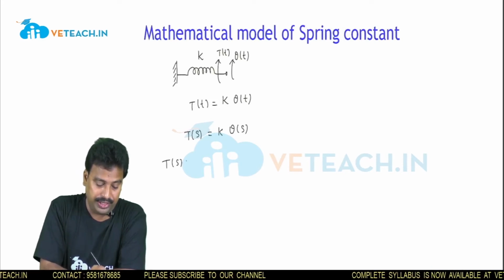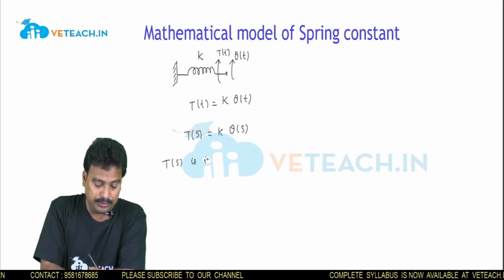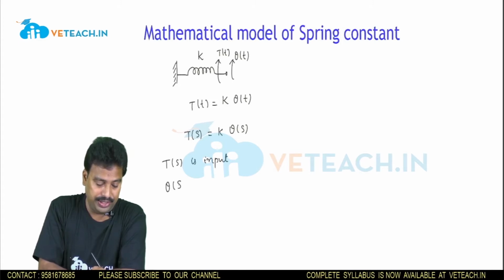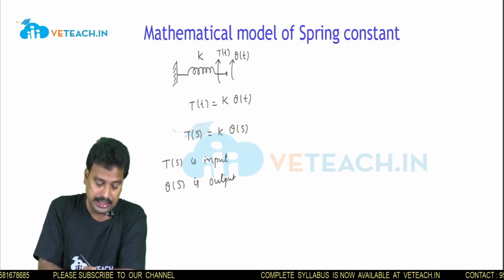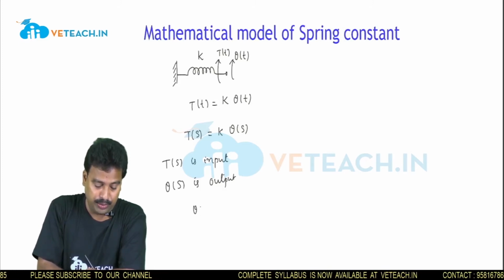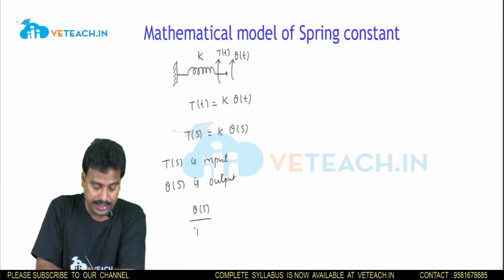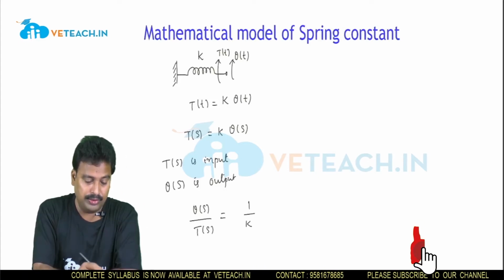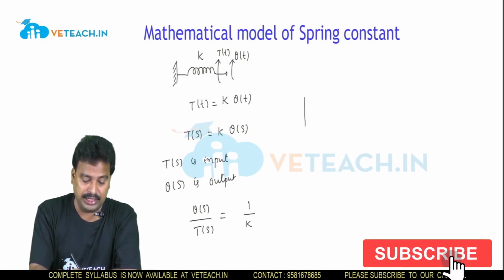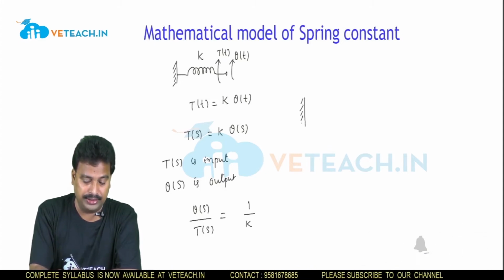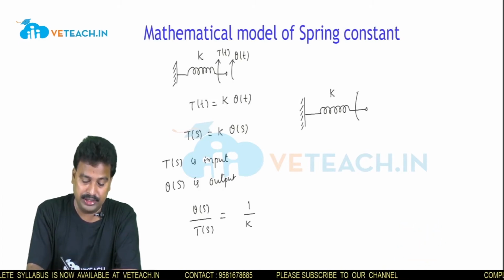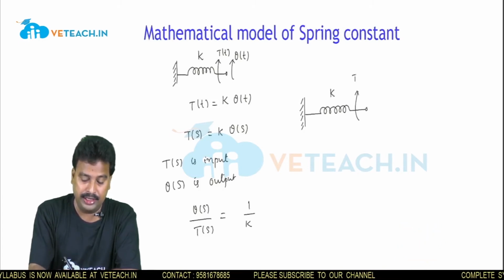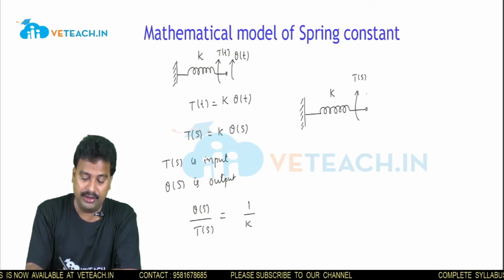T of s is the input and theta of s is the output. We can write the transfer function as the ratio of output to input, theta of s by T of s is equal to 1 by K. So, the mathematical model for this spring constant can be written like this. This is the spring, K is the spring constant, and the torque applied is T of s.